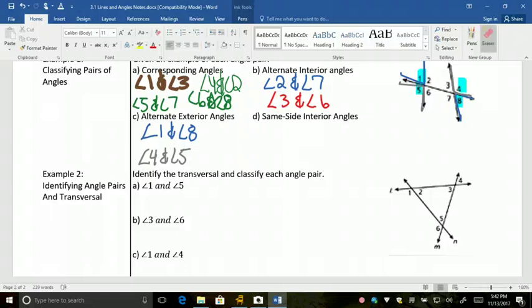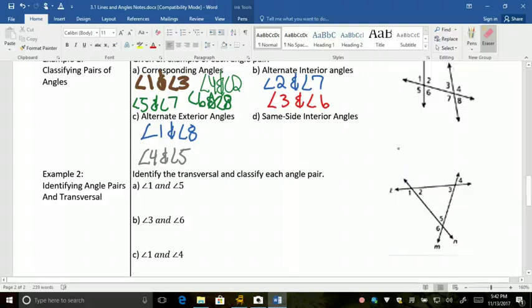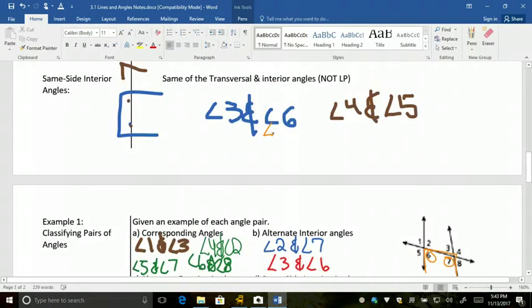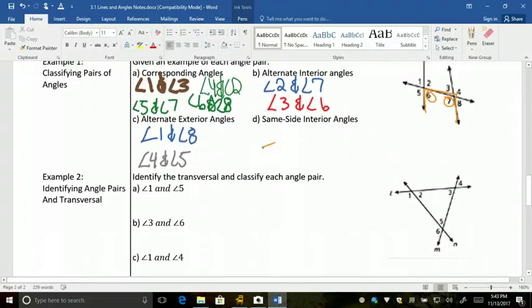Same side interior, hopefully you're able to identify those. The same side interior angles are on the same side. They actually make the letter C. So those are both interior, and they're on the same side of the transversal. So angles 6 and 7, and then the other set is angles 2 and 3.